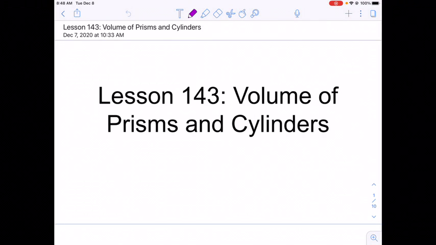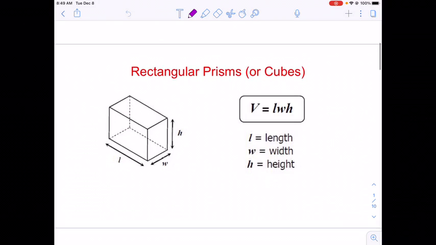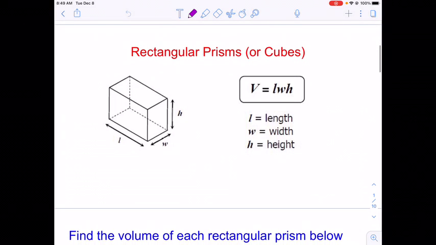All right, let's take a look at lesson 143, volumes of prisms and cylinders. So we're going to use kind of what we talked about in the last lesson where we looked at classifying 3D figures. We're going to be looking at finding the volume of these figures. Now, this formula for the rectangular prism or cubes is length times width times height.